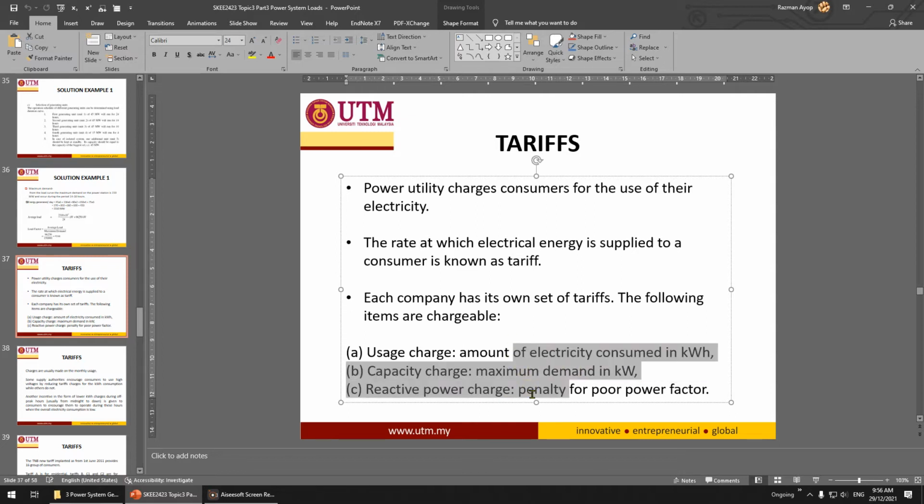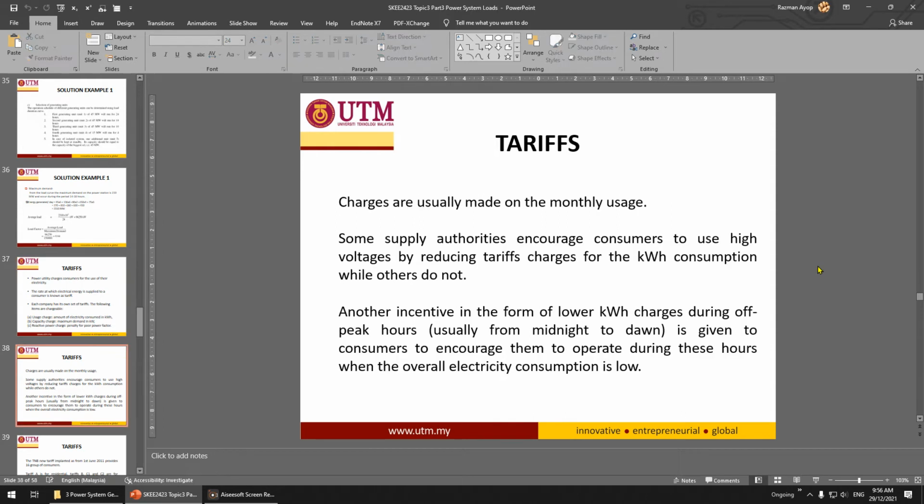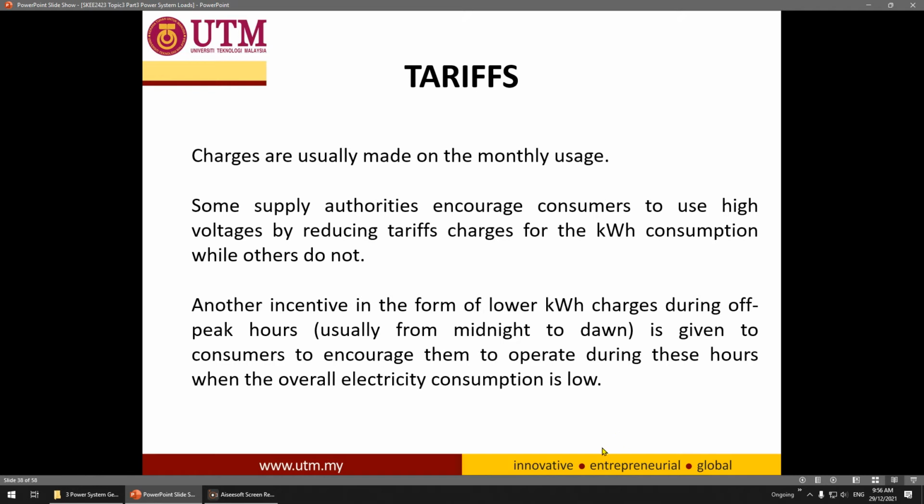Usually we have to look at all of these three. For domestic use only, we look at this, but for other types of customers, we look at all three of these. Let me make it larger. Sorry, it doesn't respond. In Malaysia, charges are usually made for each month.